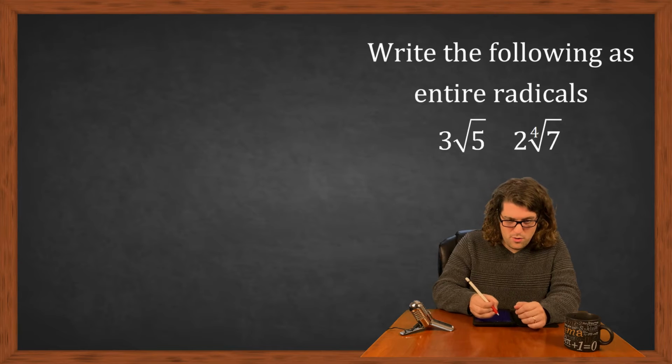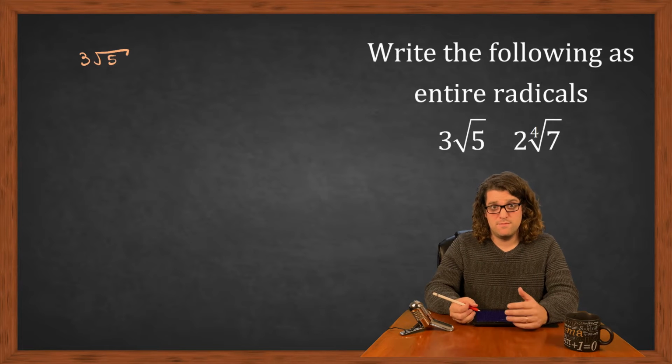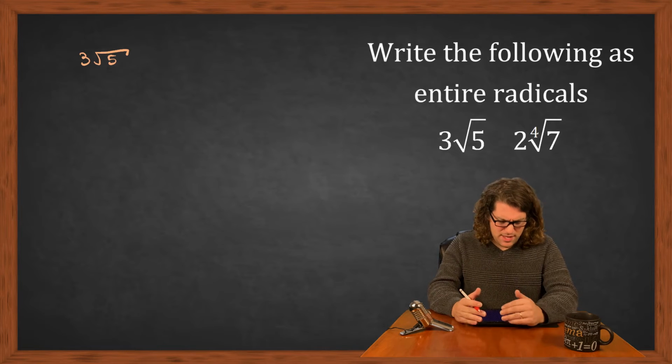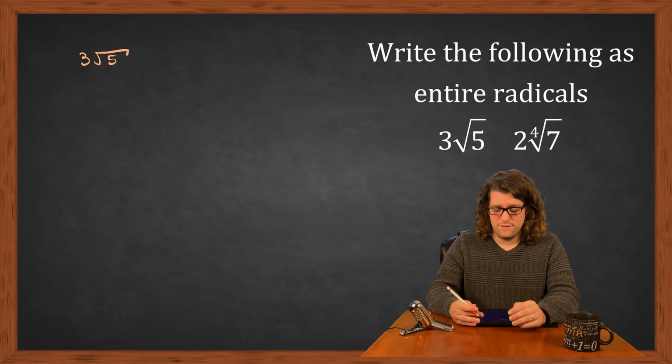Okay, now what we have written up top is that 3 root 5 is the first statement given, and we want to turn this into an entire radical, which means we're going to move that 3 inside. But you can't just move it inside. That's not what that actually means. It's not going to be the square root of 15.